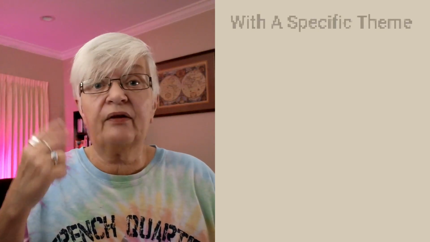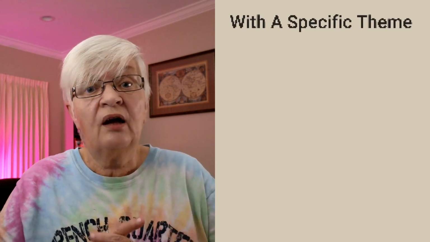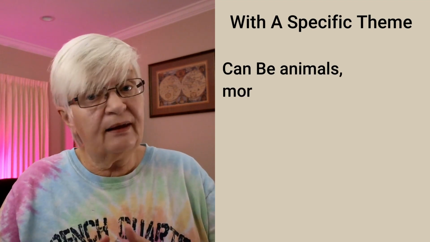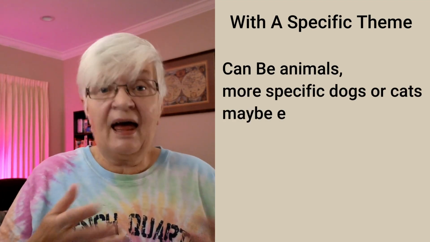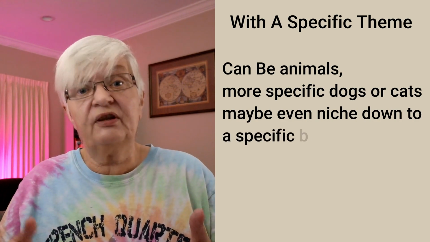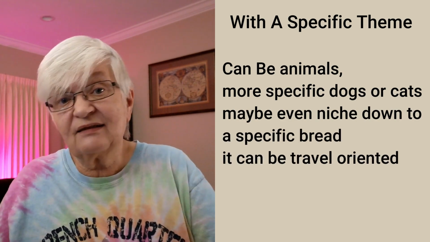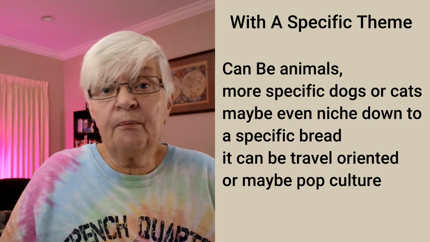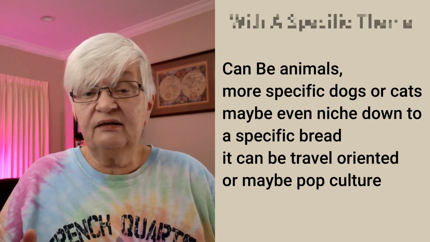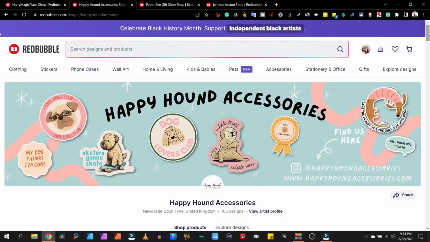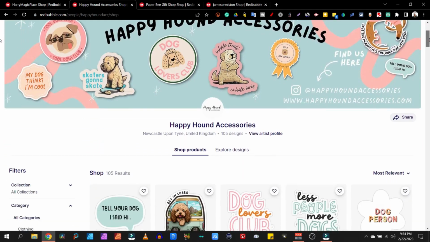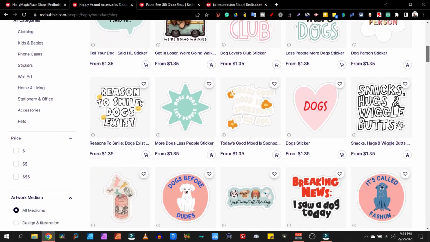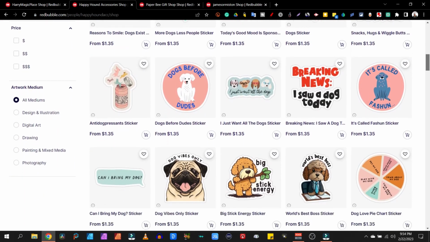The second method I want to talk about is to create a store with a specific theme. Once again, it can be animals, or more specific, dogs, or cats, or maybe even niche down to a specific breed. It can be travel-oriented or pop culture. One store I found that I want to show you is Happy Hound Accessories. That is specific, directed to dog lovers.